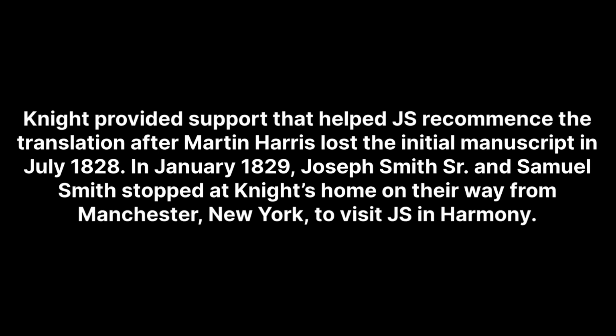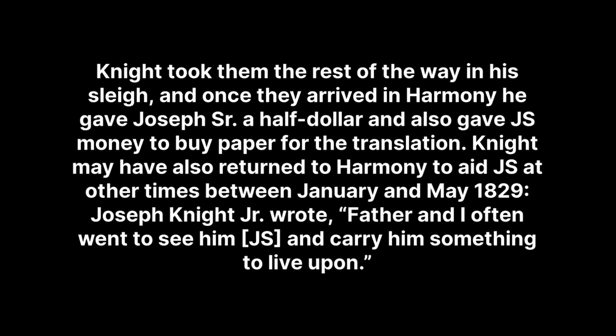Knight provided support that helped Joseph Smith recommence the translation after Martin Harris lost the initial manuscript in July of 1828. In January of 1829, Joseph Smith Sr. and Samuel Smith stopped at Knight's home on their way from Manchester, New York, to visit Joseph Smith in Harmony. Knight took them the rest of the way in his sleigh, and once they arrived in Harmony, he gave Joseph Smith Sr. $50 and also gave Joseph Smith money to buy paper for the translation. Knight may have also returned to Harmony to aid Joseph Smith at other times between January and May of 1829. Joseph Knight Jr.